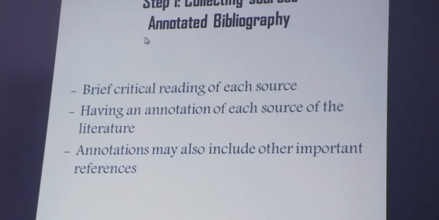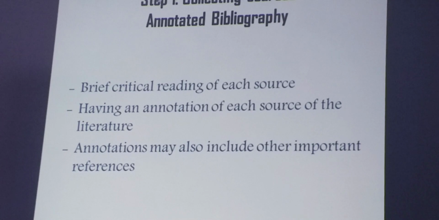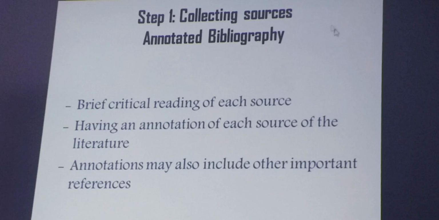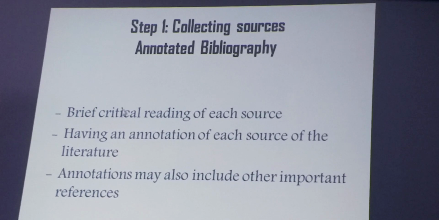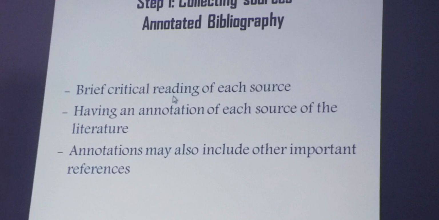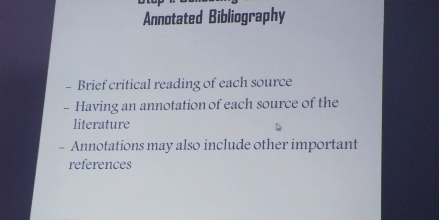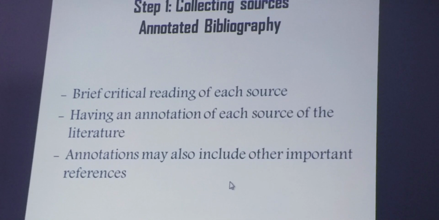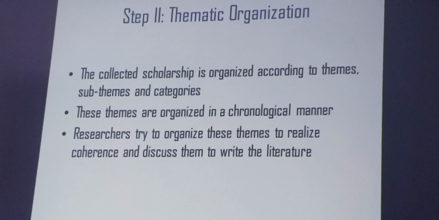Before moving to the next step, we return to the term that we have seen in the first session, what is called an annotated bibliography. It means that you are going to collect the different sources based on brief critical reading. You are going to read, but critically, each source, having an annotation of each source of the literature. Annotations may also include other important references. Now we move on to the second step, thematic organization.